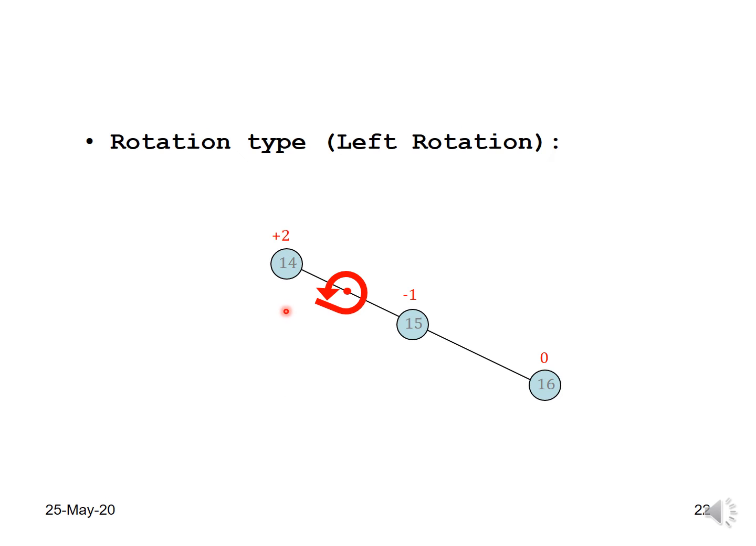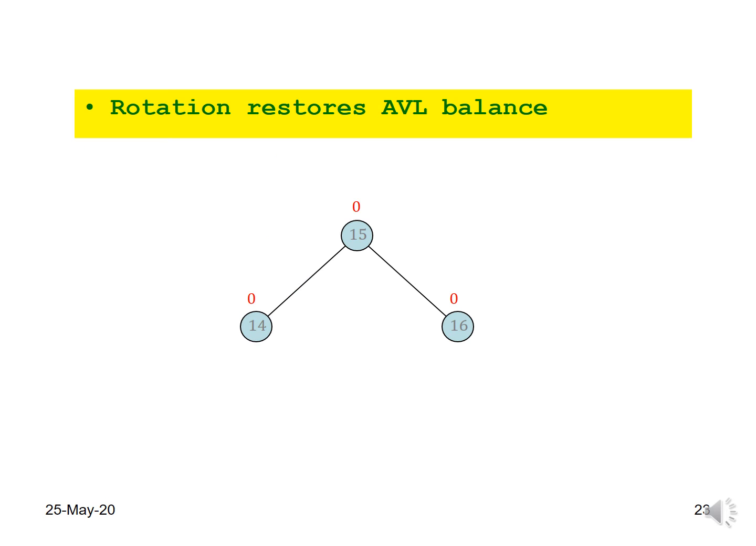In other words, normally we operate on three nodes, so we try to find the mid of these three nodes. This will be the mid, so it will be promoted to the root. This is another way by which we can directly see how we have to rotate. So in this way, after rotation it has restored the AVL balance property. Now this comes out to be like this: 14, 15 and 16.